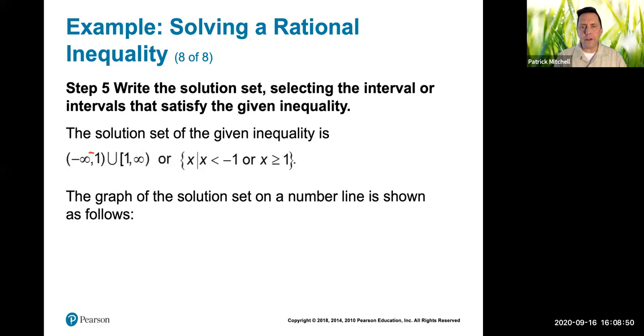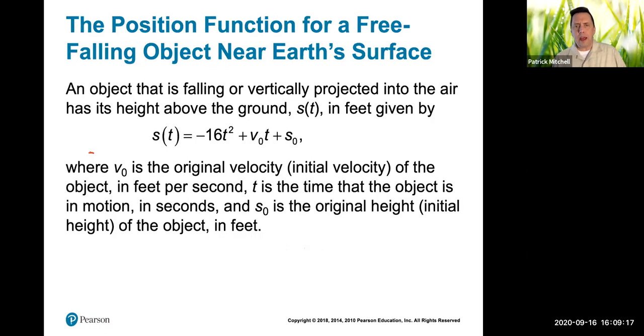All right, and the graph of this solution set would look like this. Looks like everything is green this time. Up to -1, not including -1, and then from 1 to infinity, including the 1. All right. Again, I know it's quite a bit of steps. Practice, practice, practice. Actually, I think you might have a chance to practice right now.